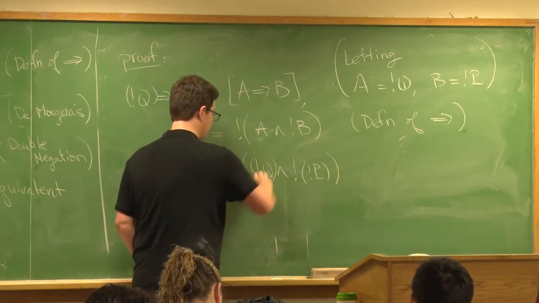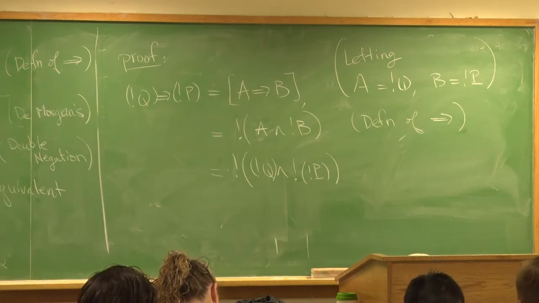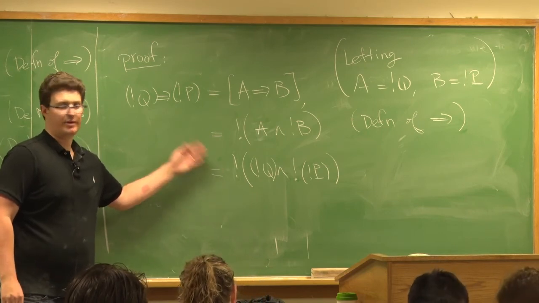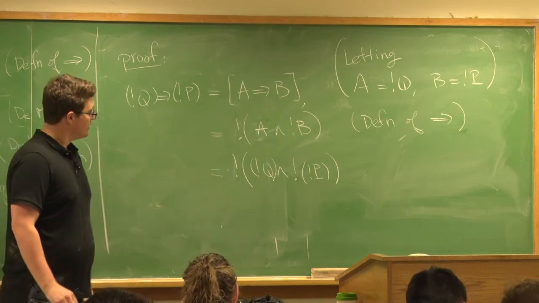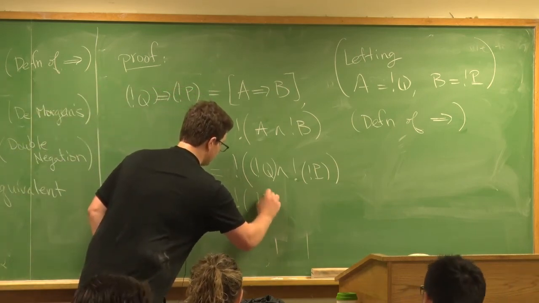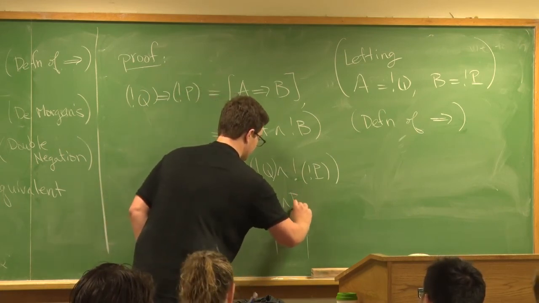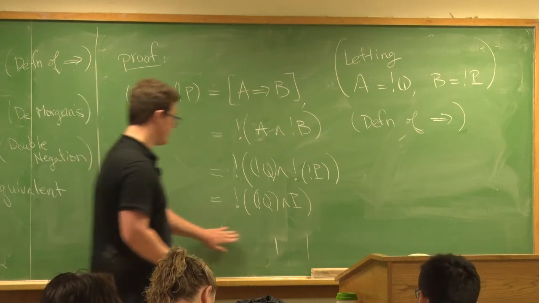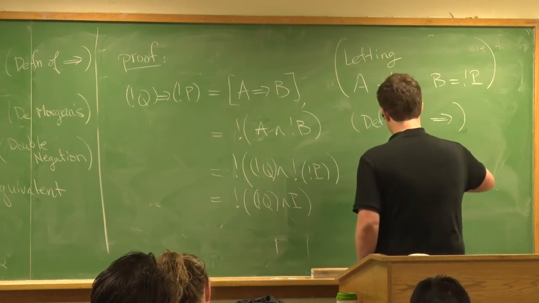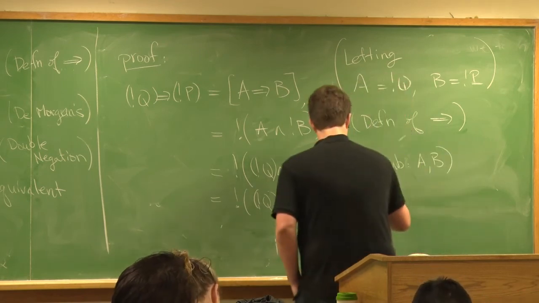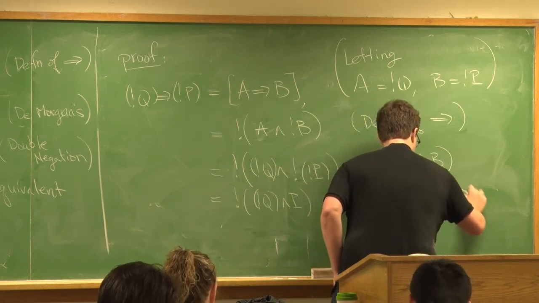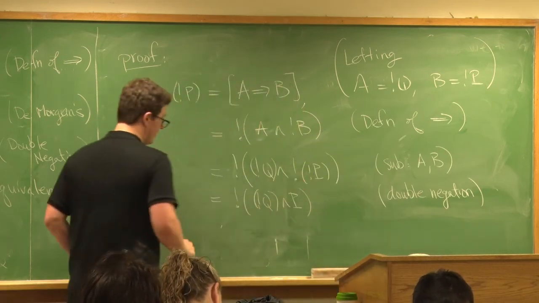Okay, so we have this statement here. We could have just gone from here to here if you could see the substitution right away, but I just wanted to show you what I was using. Okay? So now what is this one here? So this is not Q and P. I used double negation here. So this is a substitution, sub for A and B. And then this was double negation. So I got rid of the not there.